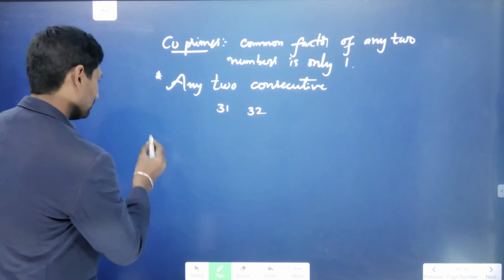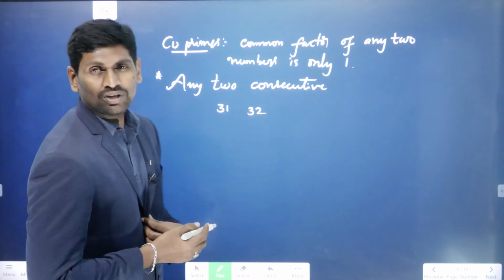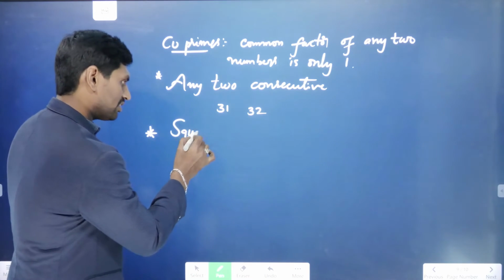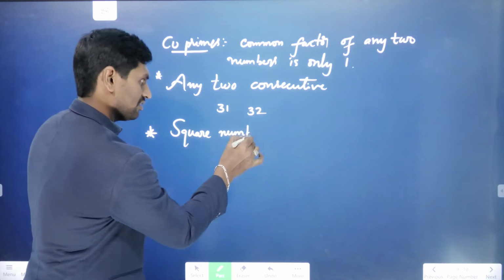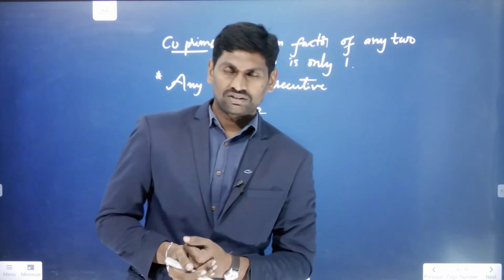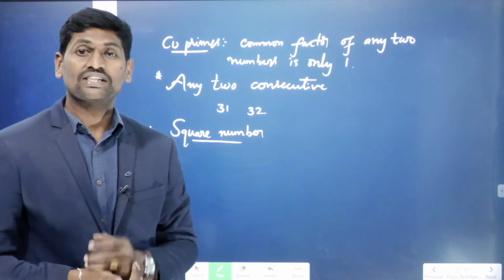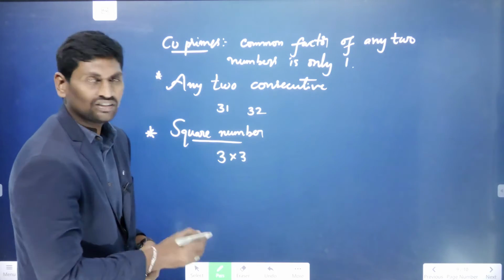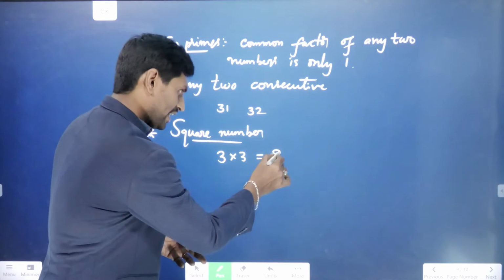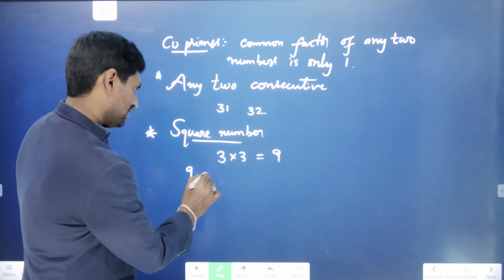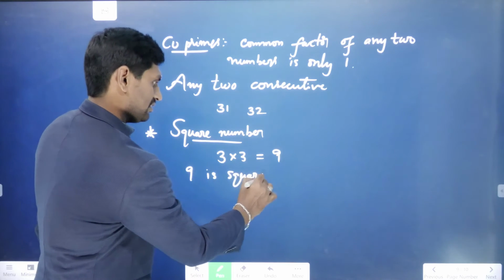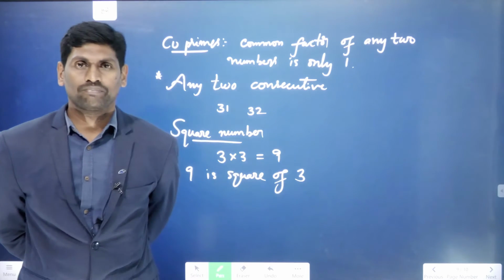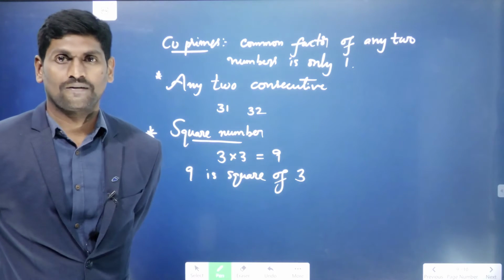Now, we discussed about a square number, right? If not, again I am telling you. What is a square number? When you multiply any number with itself, it gives a square number. Like 3 multiplied with 3, what is the answer? 9. So 9 is the square of 3. Any number multiplied by itself two times gives a square number.